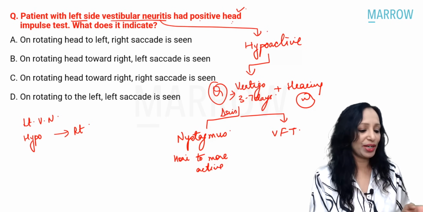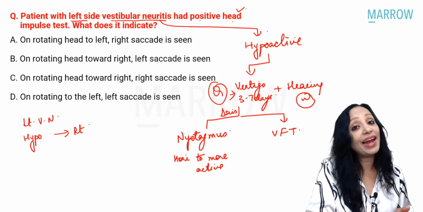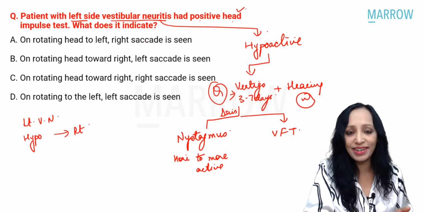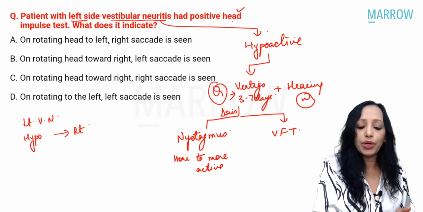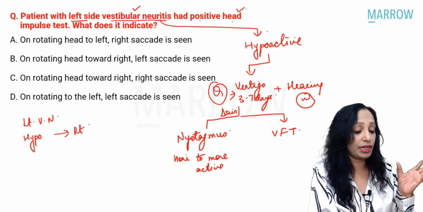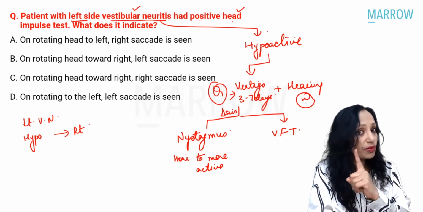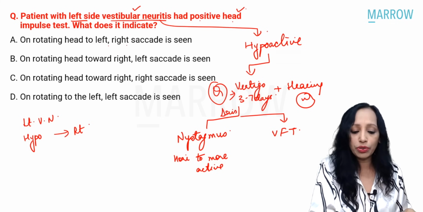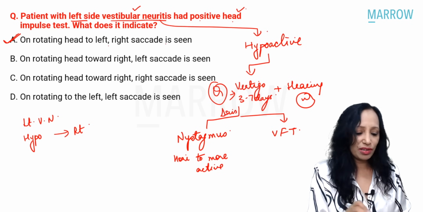So coming to this question, the patient has left side vestibular neuritis and the head impulse test is positive. What does it indicate? The first choice: on rotating the head to the left, right saccade is seen. It is left vestibular neuritis. So we will test it by rotating the head to the left. The saccade will be, and the movement of the eye will be in the opposite direction. Yes, so right saccade is seen. Yes, that is true. Let us see what the other choices are.